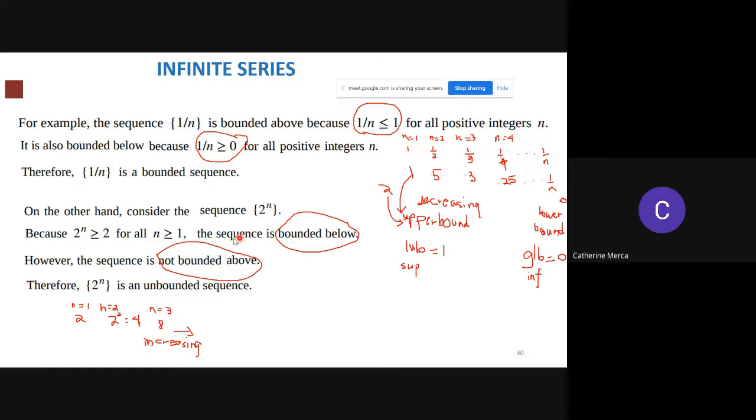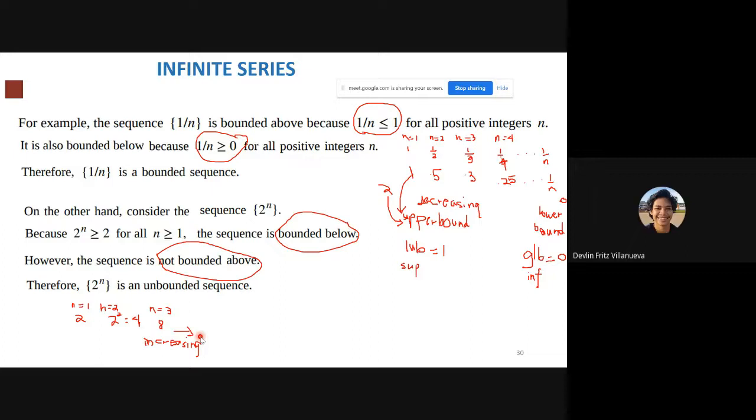Okay? How about 2 to the n? Ang 2 to the n, notice na when n is equal to 1, you will have 2. When n equal to 2, you will have 2 to the second power, which is 4. When n equal to 3, you will have 8. So, 2, 4, 8, di ba it is increasing? Ang 2 to the n ninyo na sequence? It's increasing, correct?